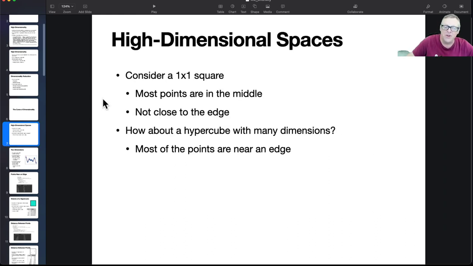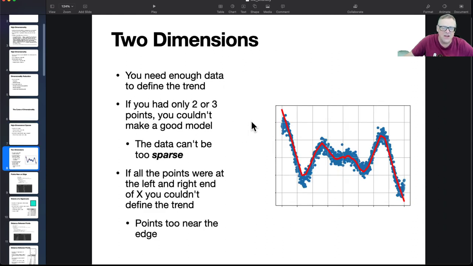And this is pretty simple. So consider a 1x1 square. If you just pick random points, most of the points are in the middle, not close to the edge. But how about a hypercube with many dimensions? It turns out most of the points are near an edge. And when I first read that, it was hard to understand. And then I realized it's actually quite easy to prove that, which we'll do in a minute.